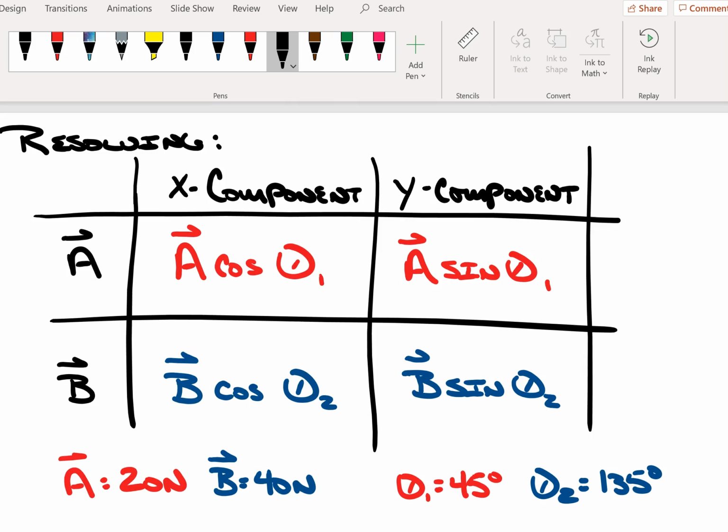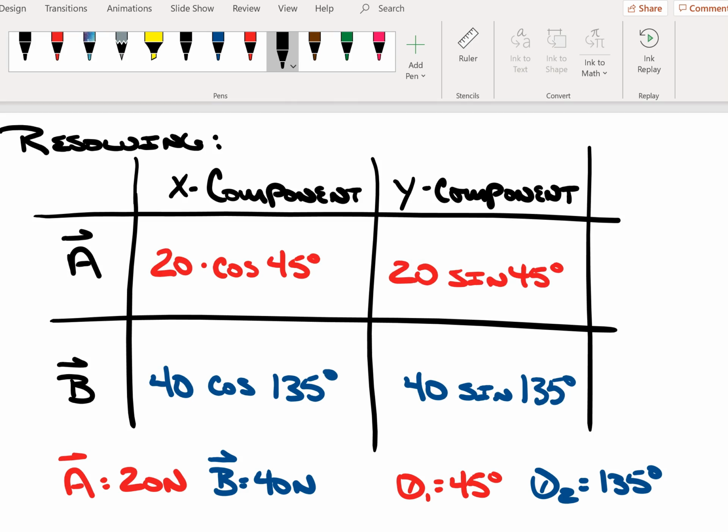Looking at the component forms, we know that the x component of a vector is given through the cosine function and the y component of a vector is given through the sine function. However, since we're dealing with two different vectors directed at two different angles, we now have to include some subscripts. Theta 1 now refers to the angle of vector A, and that is 45 degrees. Theta 2 refers to the angle of vector B, and that is 135 degrees.